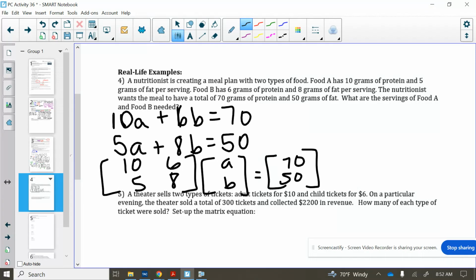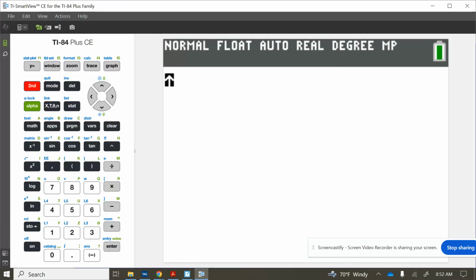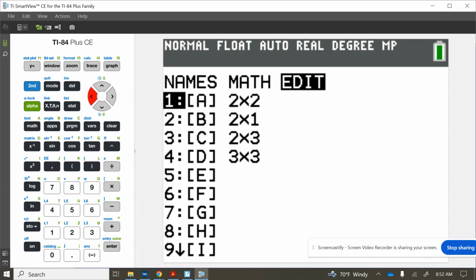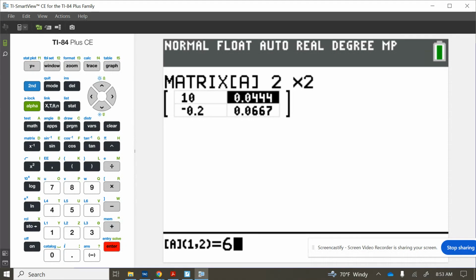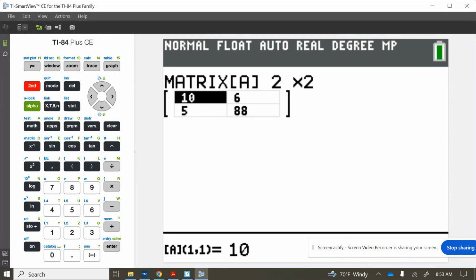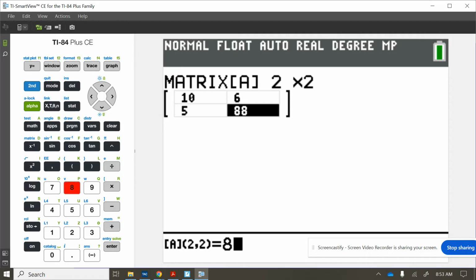Now from here, we want to actually be able to solve this. So again, the magical way we're going to solve this is by taking A inverse times our constant matrix to get that output. Now, something you can do always is check your calculators. If you don't need to find the inverse by hand, you could always just type in this original matrix. So we had 10, 6, 5, and 8 for our coefficient matrix. Oops, we want 8, not 88.